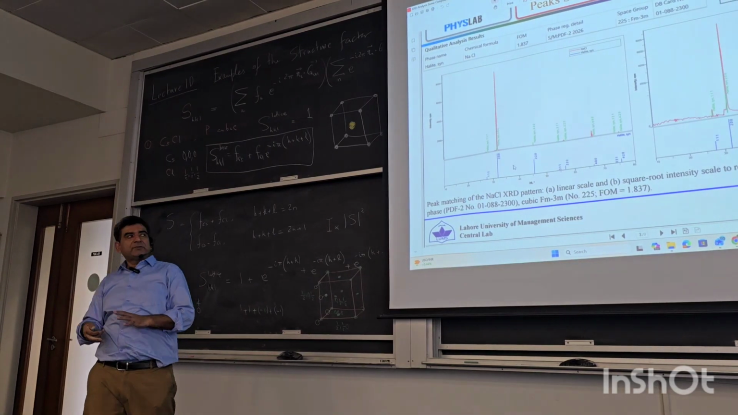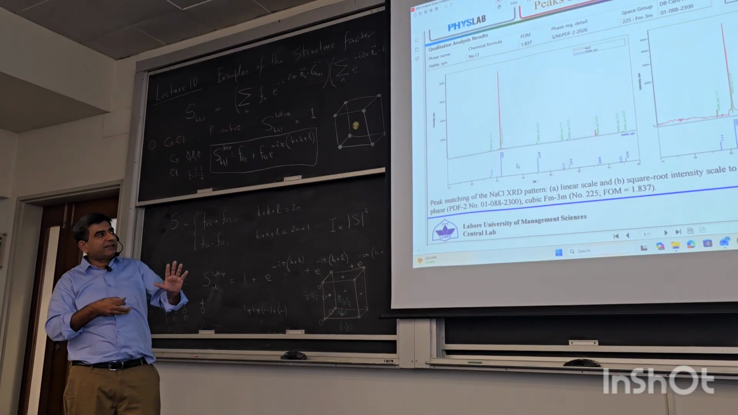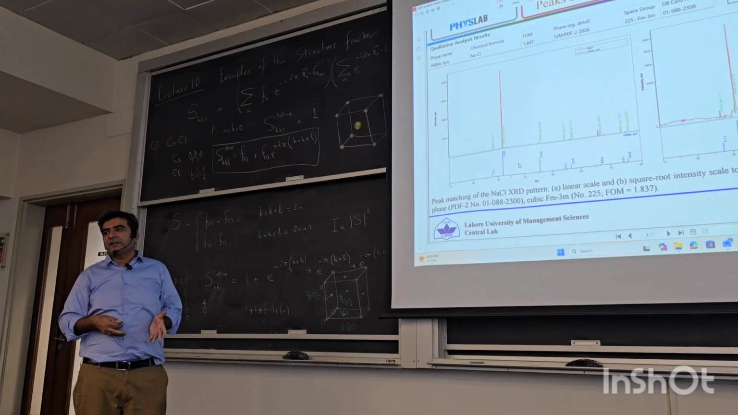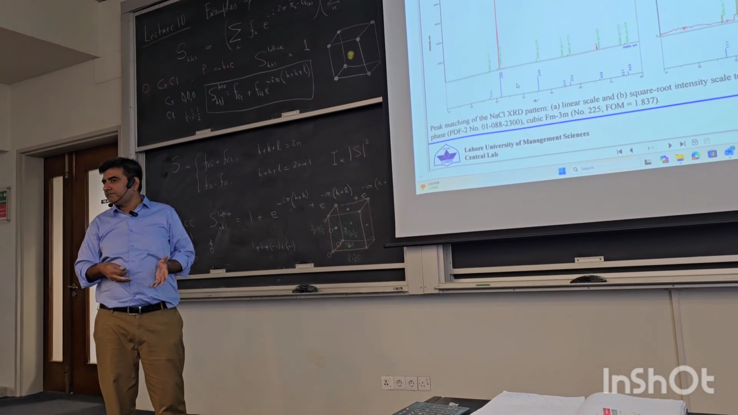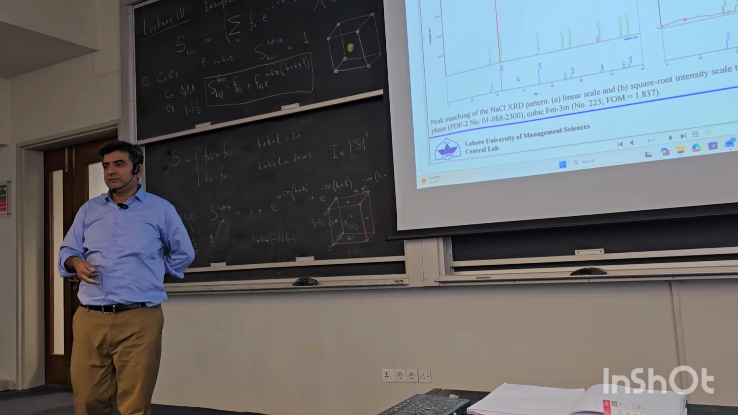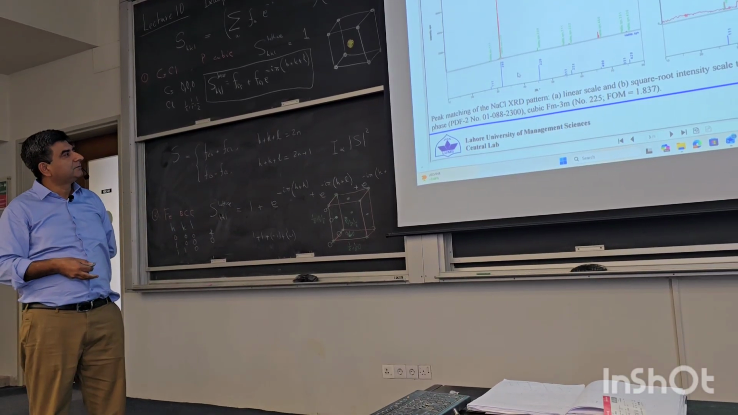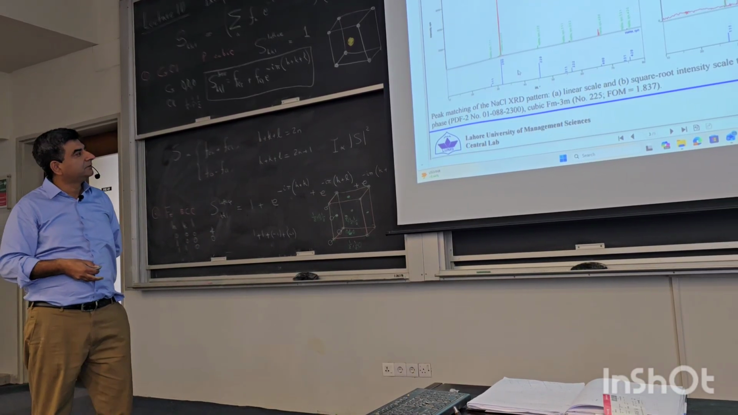Okay. From the systematic absences, you can tell that this is a face-centered Bravais lattice. So what's specifically happening at 2 theta equal to, I guess, 32, 33 degrees?